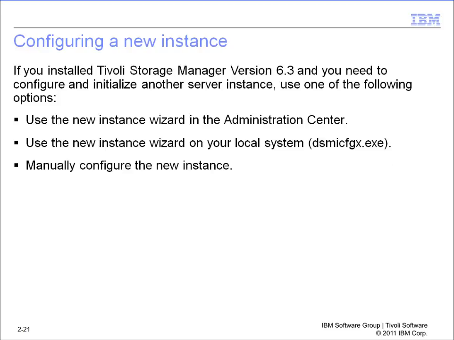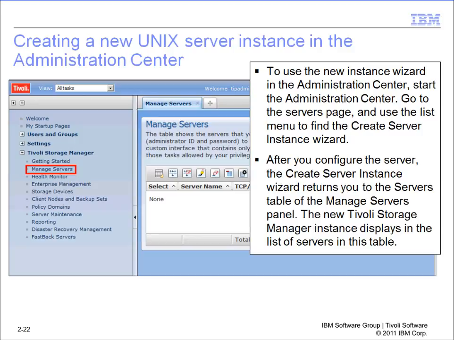So you have your first server installed, your first instance. If you need to install another instance, you can do so either with the Administration Center or use the wizard like you just did and create another instance, or you can manually use the command line and configure a new instance. Once you have your Administration Center installed, you can use the Manage Servers tab to create a new instance. This is after you have your first instance defined already.